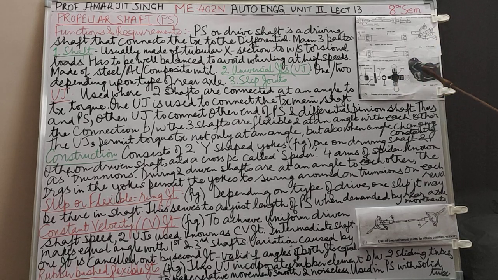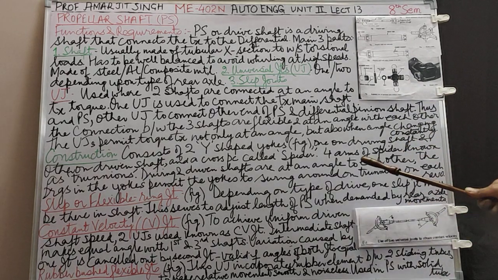You may have seen this universal joint, called Hooke's joint. You must have seen it on the roadside, at some workshop. The 4 arms of the spider are known as trunnions.